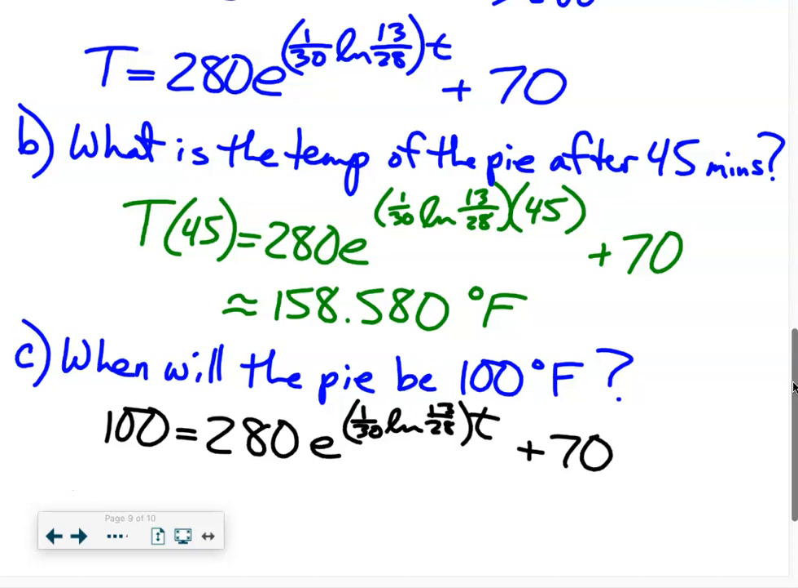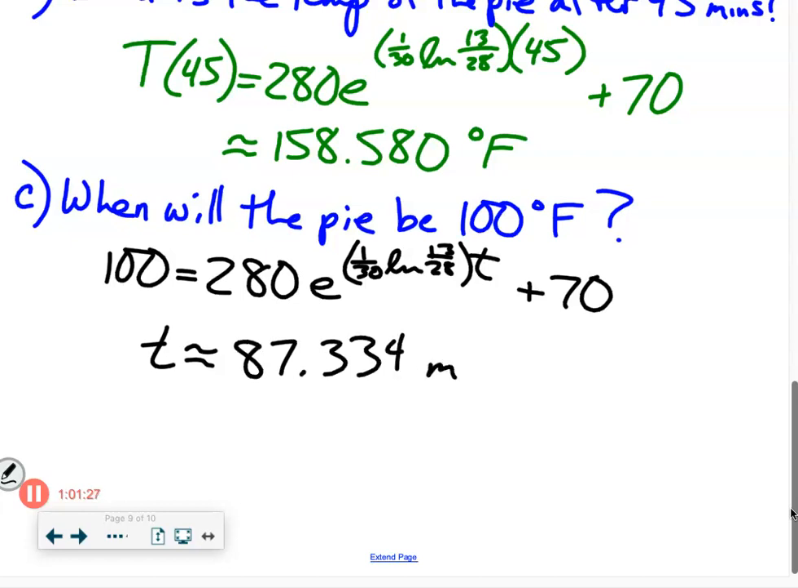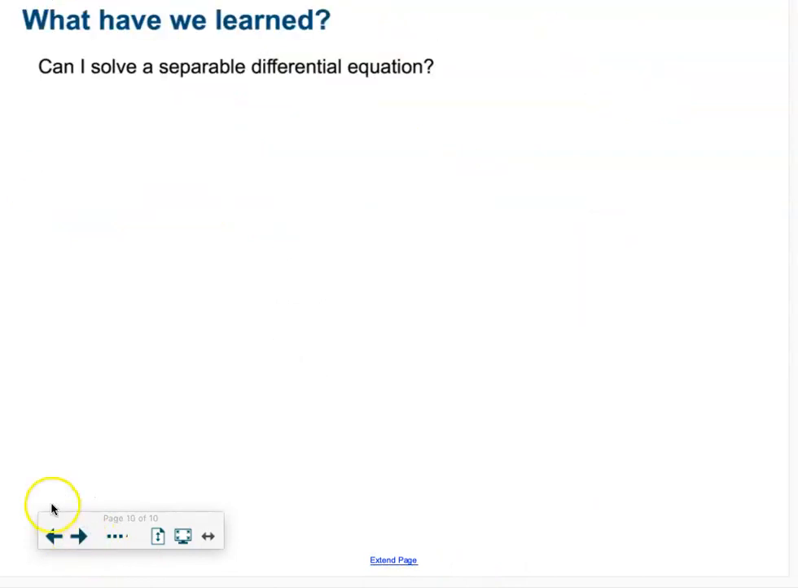Be careful if you use the graphing window. You have to adjust your window so you can see it because these are kind of bigger numbers. But when all is said and done, you should have gotten a time of around 87.334 minutes. All right? Okay.